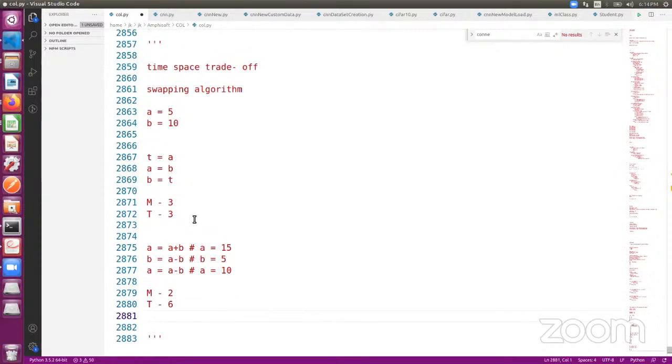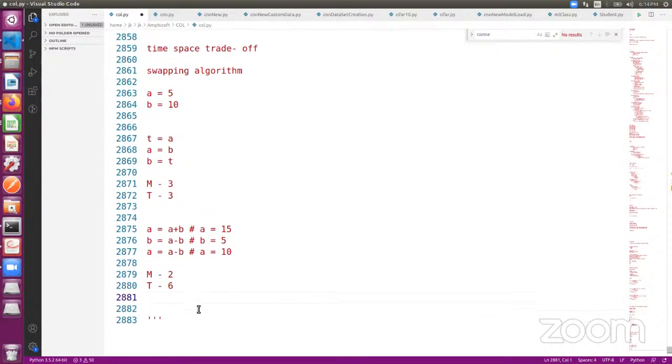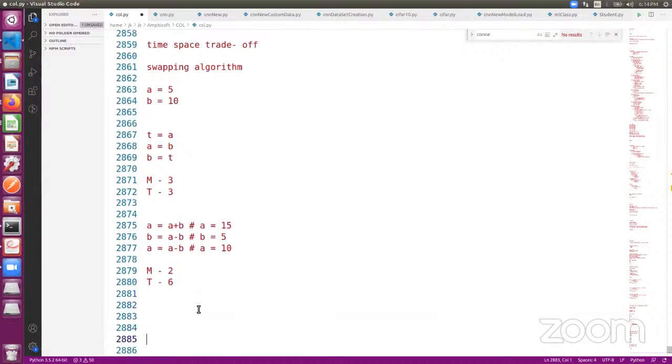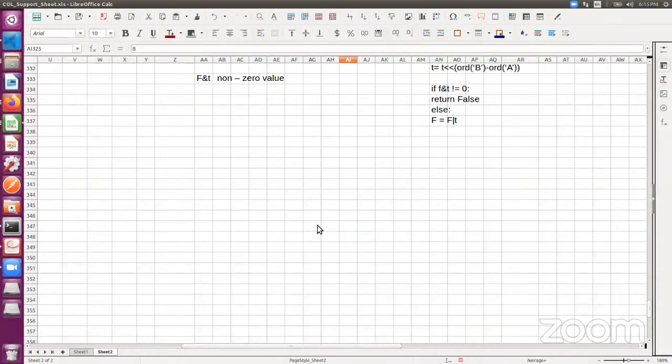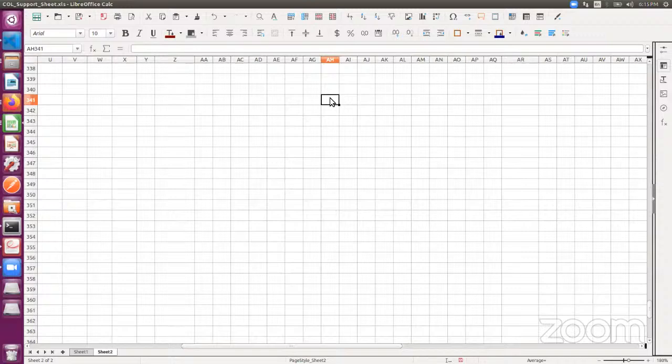So this is time space trade-off. I can give you one more example. I'll use the Excel sheet to explain this. I think I explained the Fibonacci series using recursion with the Excel sheet only, right?